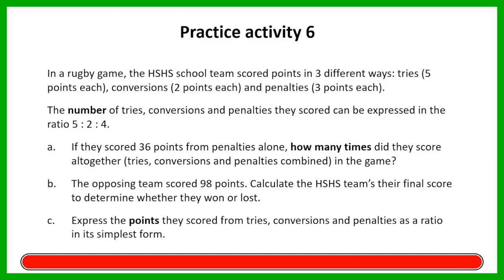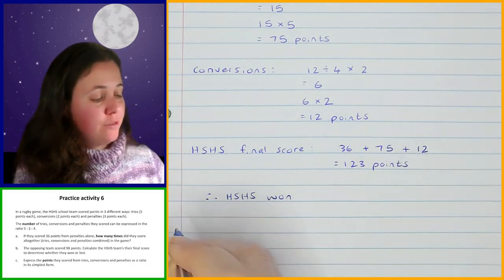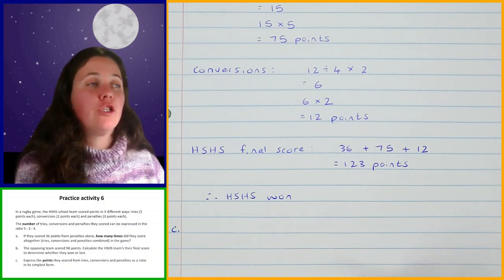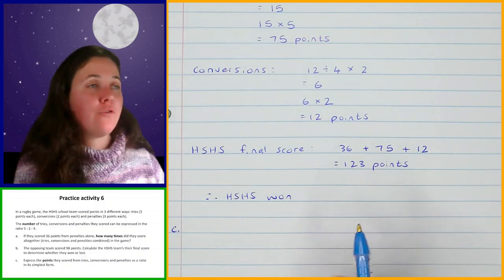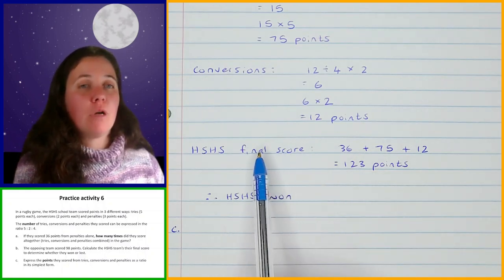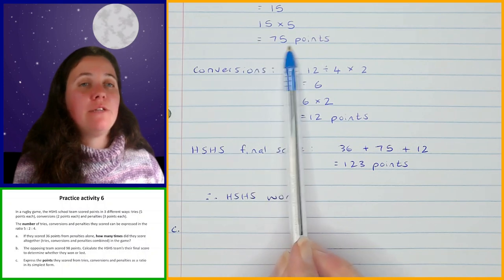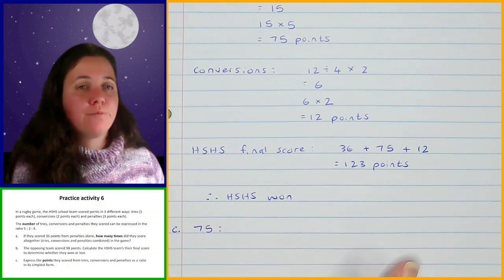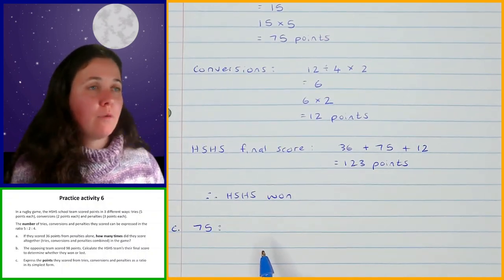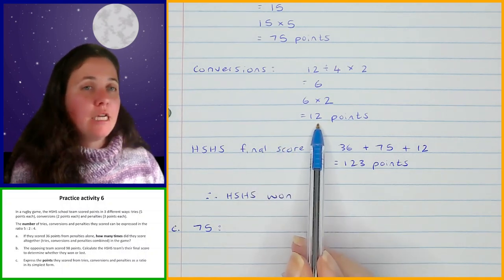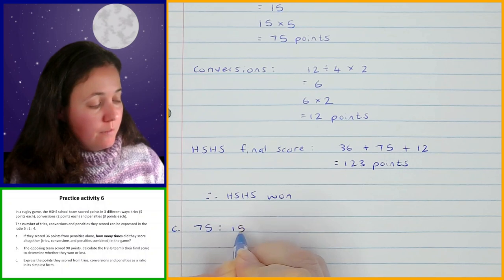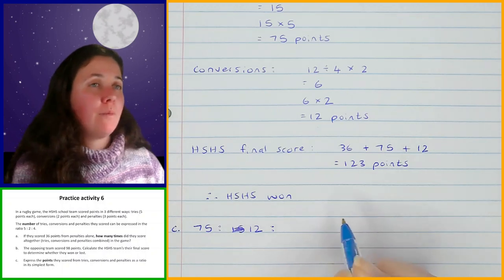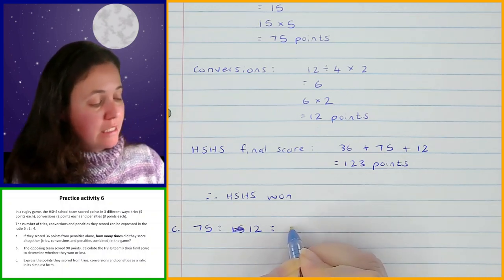Okay, you should be done with that by now. So let's go through that final part of the question. So for question C, again, you had to express the points that they scored from tries, conversions, and penalties as a ratio in its simplest form. So first of all, tries. The points that they scored from tries, we worked out over here, and that was 75 points. So I'm going to write 75 to, and then the points that they scored from conversions, which is what we worked out over here, so that is 12, and then to the points that they scored from penalties, which they told us was 36 points.